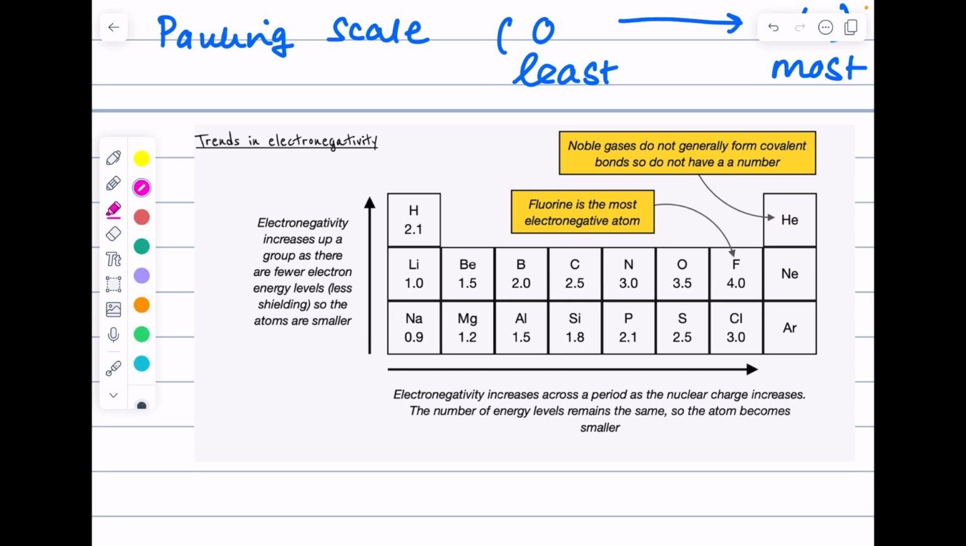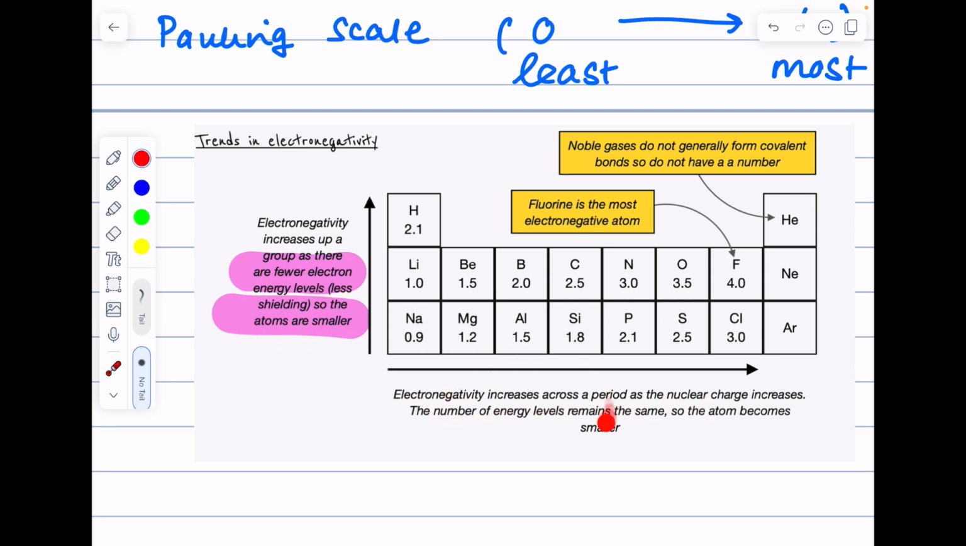Lastly, we'll point out the reasons for the electronegativity increasing up a group, because there are fewer electron shells, as we know. You could write out the electronic configuration to prove this, which means that less shielding occurs, the atoms are smaller, the nuclear charge is therefore stronger, attracting the electrons towards the nucleus.